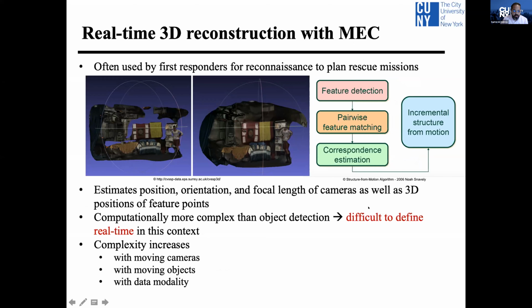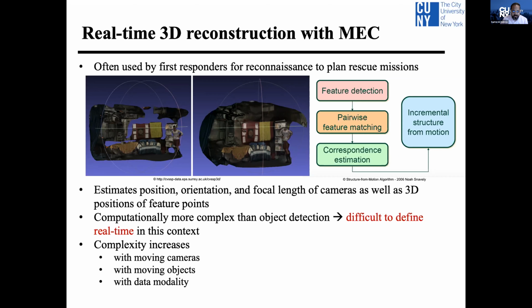The two pictures on the left-hand side show examples of 3D reconstruction with high resolution and low resolution. Essentially, the idea is you estimate the position, orientation, and focal length of the multiple cameras that you have in play, and then you reconstruct a 3D scene. The problem is that it is much more computationally complex than object detection or object recognition. In that context, it is very difficult to define what real time is, because real time, less than 1 to 5 milliseconds, might be very difficult to achieve.